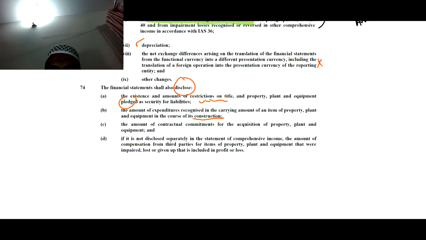Amount of contractual commitments for the acquisition of property, plant, equipment. If you have made any contract commitment, normally these include letters of credit for import of machinery or plant or other fixed assets. If not disclosed separately in the statement of comprehensive income, the amount of compensation from third parties for items that were impaired, lost or given up is not relevant to this question.